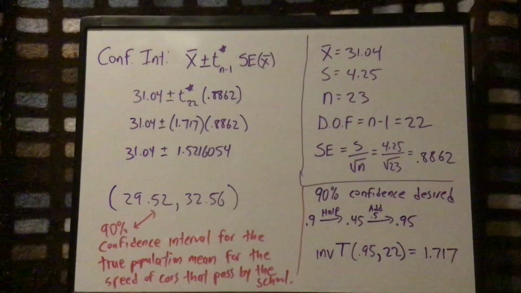So once again, 90% confident the real speed of the population that goes by the school on Reynolds Road, for example, is 29.52 to 32.56. The last thing I'll mention, because this is probably my longest video. I mean, this would have taken several days in class, so hopefully you're still with me.